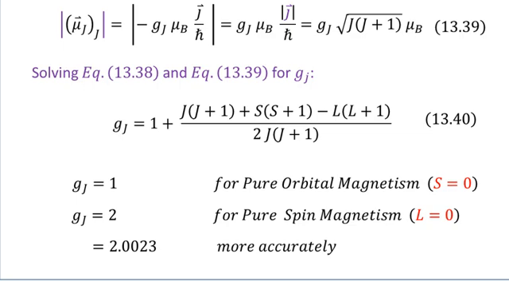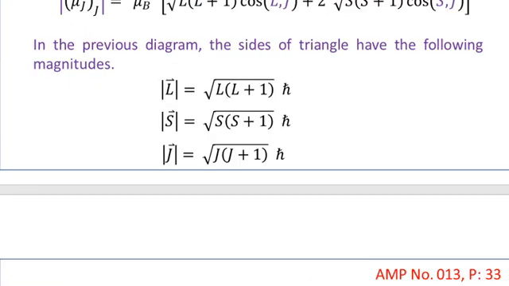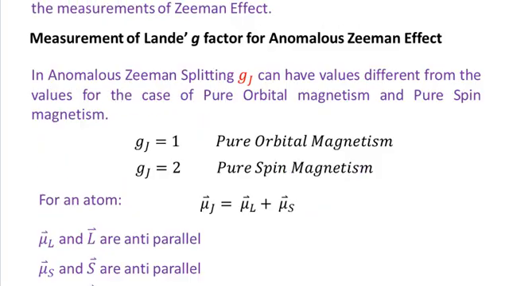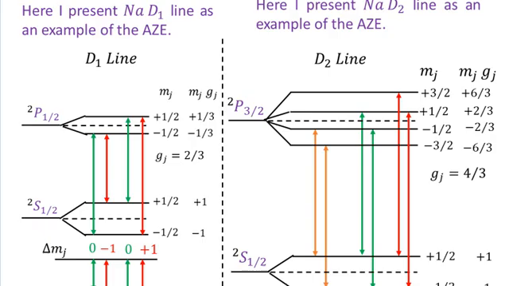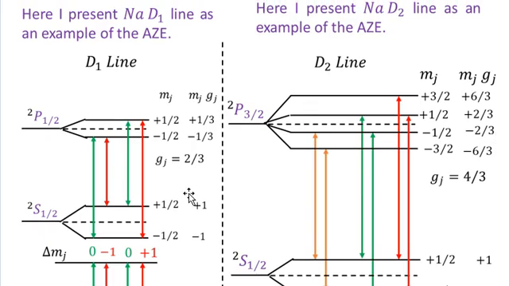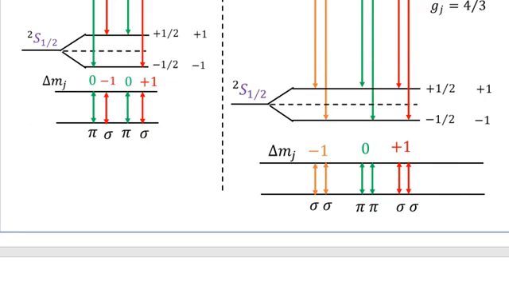For example, you can calculate the values of this Lande G factor for these states. For example, for the sodium D1 line, you can calculate Lande G factor gj equal to 2 over 3 for this P 1/2 state. And similarly, for S 1/2 state, you will find gj to be equal to 2. And for this P 3/2 state, you can find that this gj is equal to 4 over 3. So putting the values from this data, you can find out the values of gj for the corresponding terms.